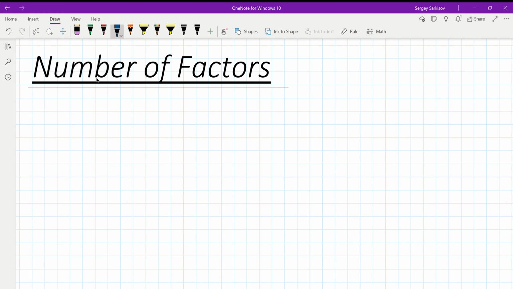I want to talk about the number of factors of any number that you can possibly imagine. As far as positive integers, the natural numbers, right? So 1, 2, 3, 4, 5, and so on. So anyway, let me talk about a number of factors.